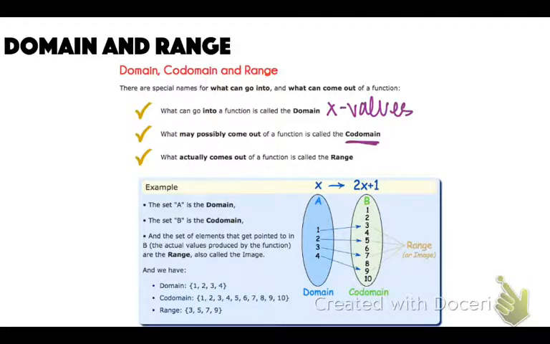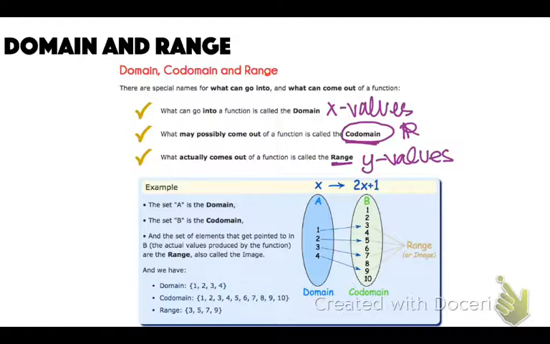The range is what actually comes out. So this is the y values that come out. Okay, the codomain, and we're not going to focus a lot on this, but it is a good word to know. The codomain is the possible values that could come out. So you're only going to get a certain number of y values, but this would be like all real numbers because any number could come out of a function.